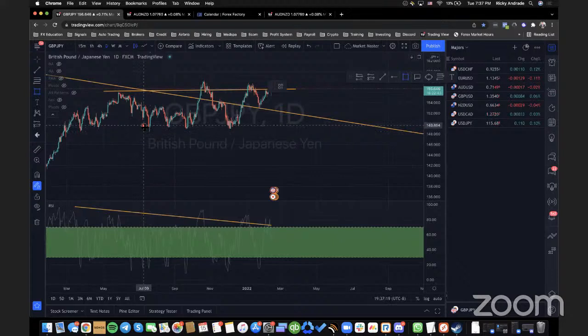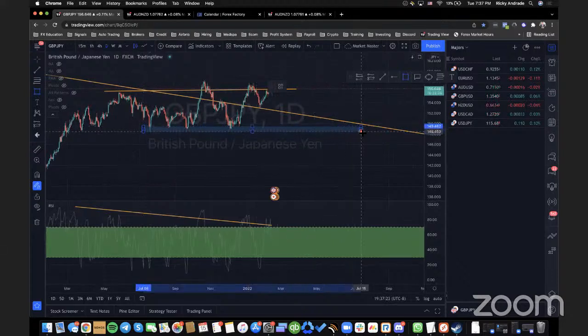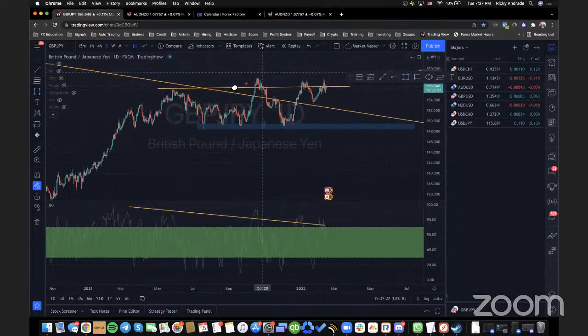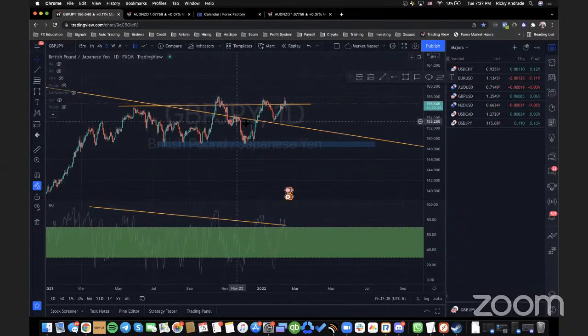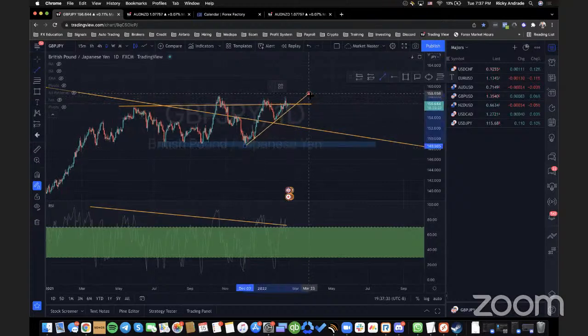Just going to mark off this zone right here. Okay, so right now it is on an uptrend. We have this, it's kind of the first higher low right here. First higher low, but then this high right here is not wanting to break through.